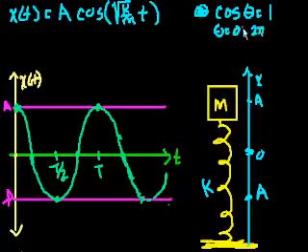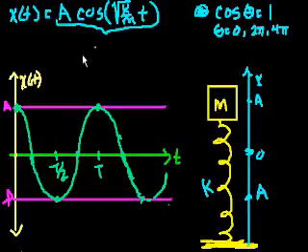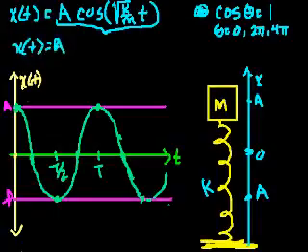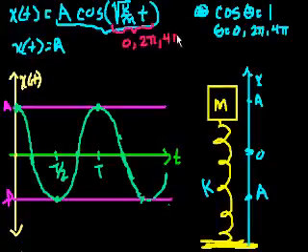You should watch the unit circle video if this makes no sense to you, or the graphing trig functions. It's also true at 4 pi. Really, any multiple of 2 pi. Cosine of that angle is equal to 1. So the same thing is true for this function, x of t. x of t is equal to A whenever this expression within the cosine is equal to 0, 2 pi, 4 pi, etc.